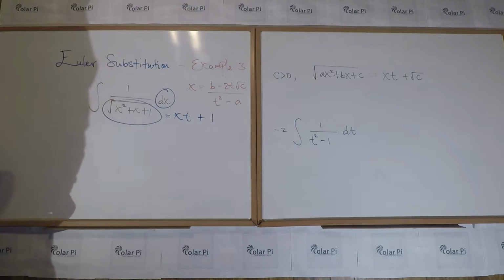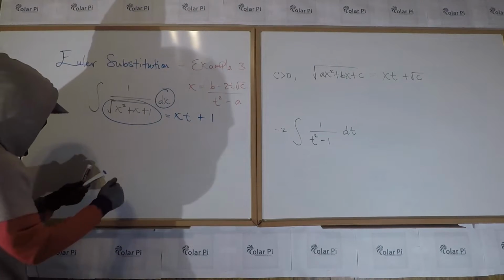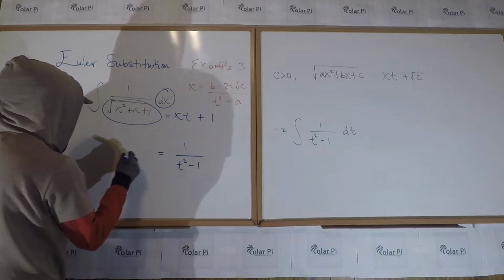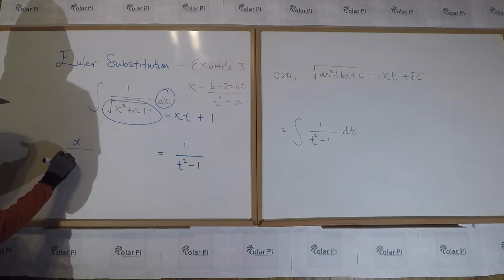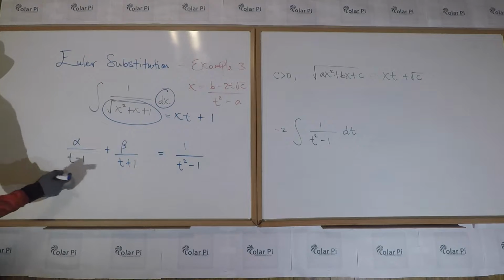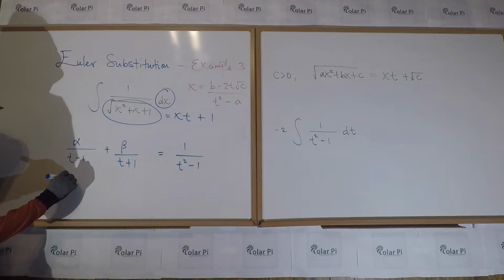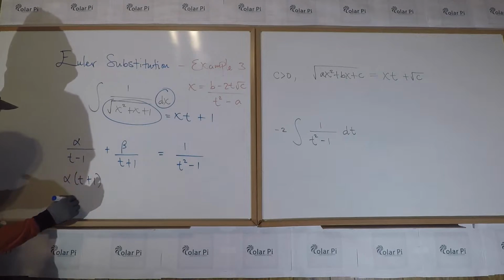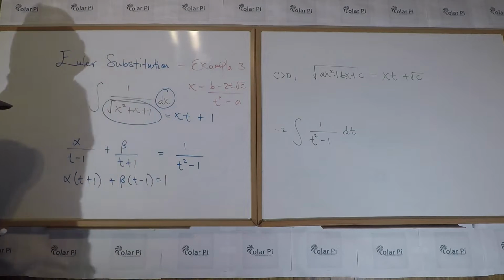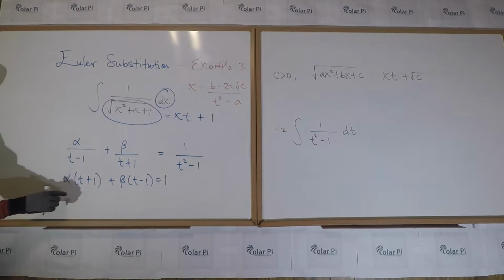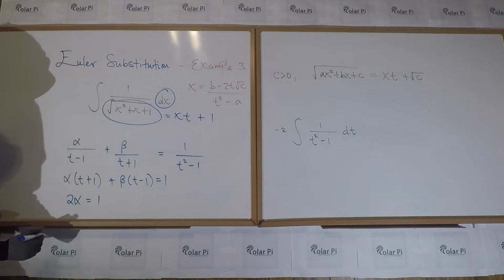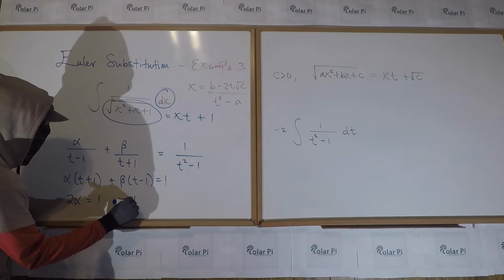Partial fraction decomposition would lead us to write the following: 1 over t squared minus 1 is equal to alpha over t minus 1 plus beta over t plus 1, right? And getting common denominators on the left side amounts to requiring that alpha times t plus 1 plus beta times t minus 1 be equal to 1. If we let t equal 1, then we get 2 alpha is equal to 1, from which we conclude alpha is equal to a half.